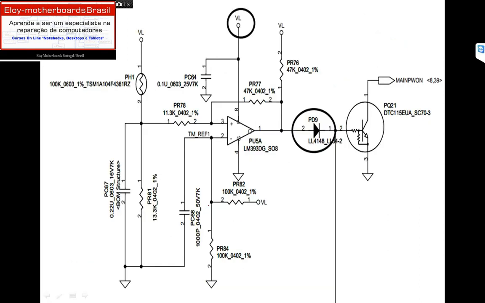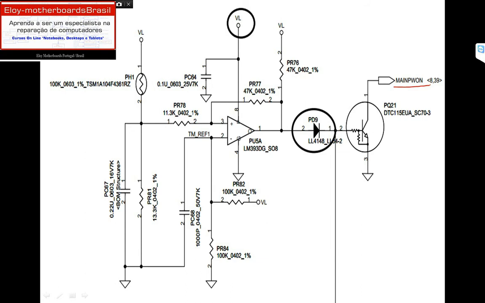Now we have this signal right here named main power on, that goes to page 8 and page 39. Page 39 is the 3.3 volts and 9 volts. As I taught at the beginning of this lesson, the end pages of the global schematic are concerned with the global power supplies of the motherboard. So this page 39 is one of the last pages and concerns 3.3 volts.